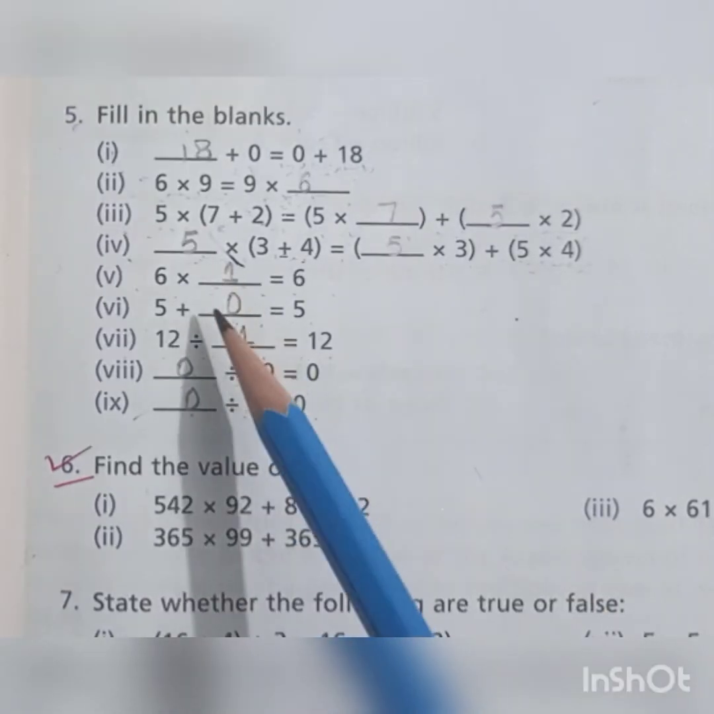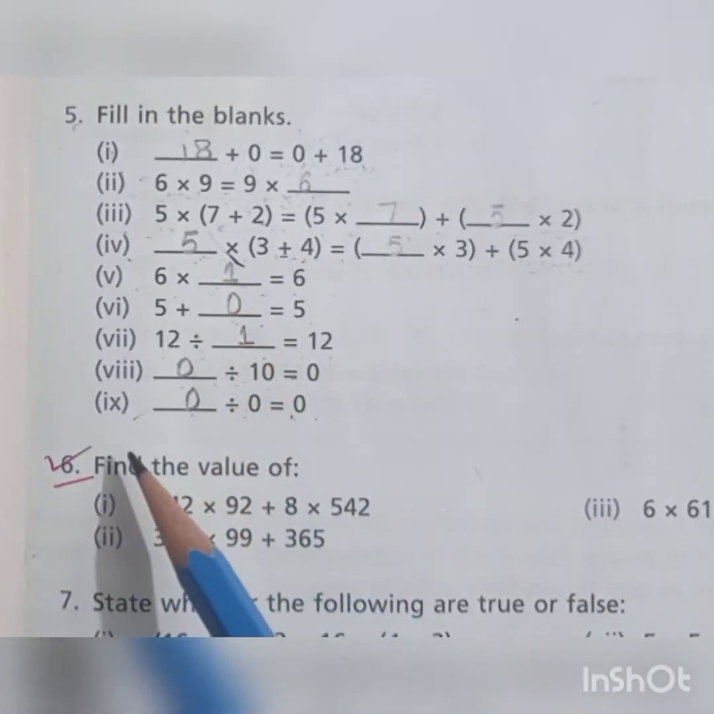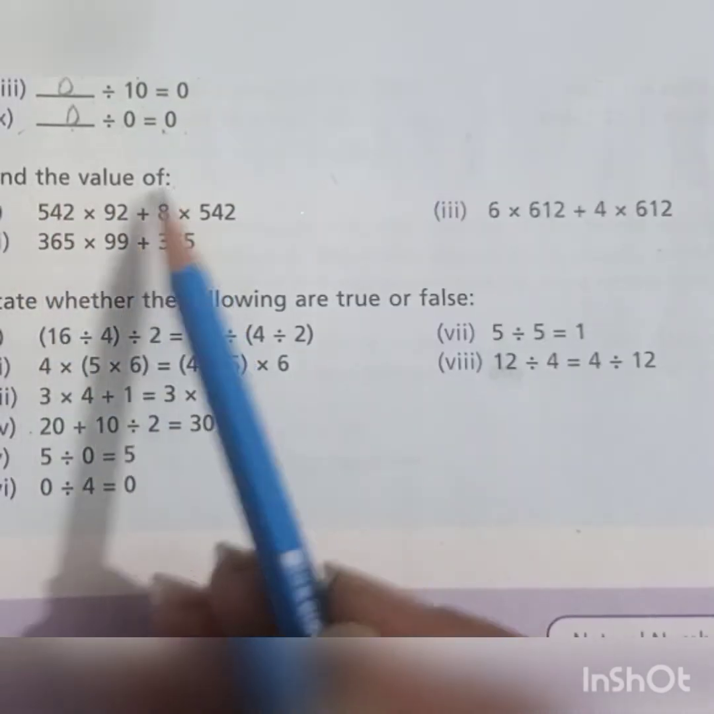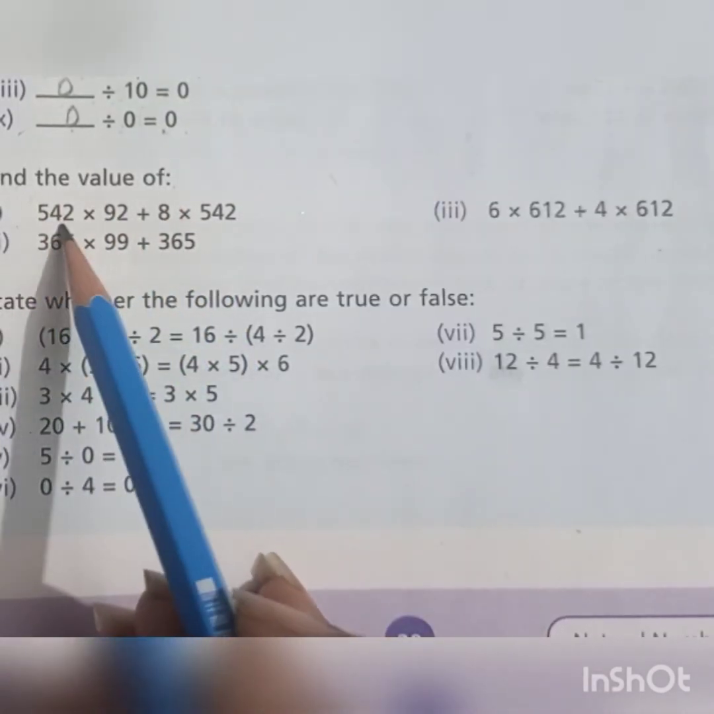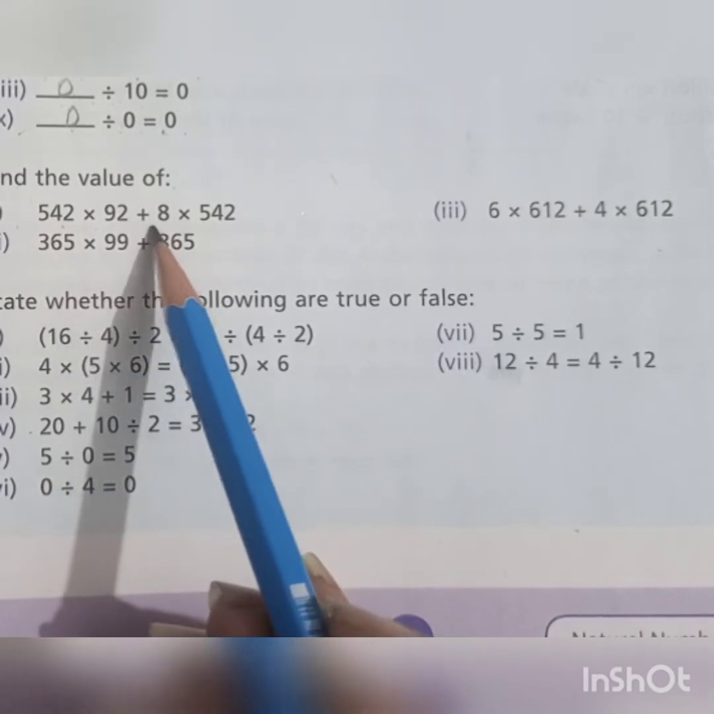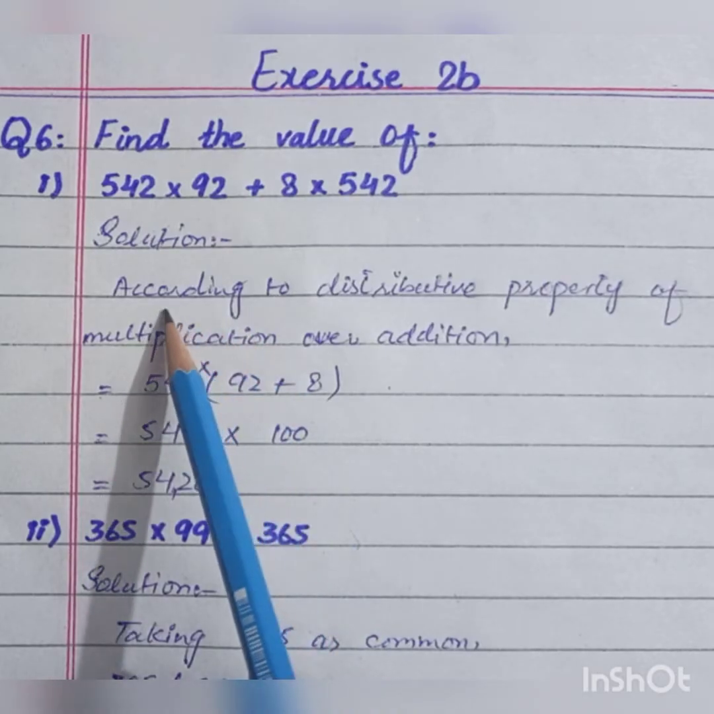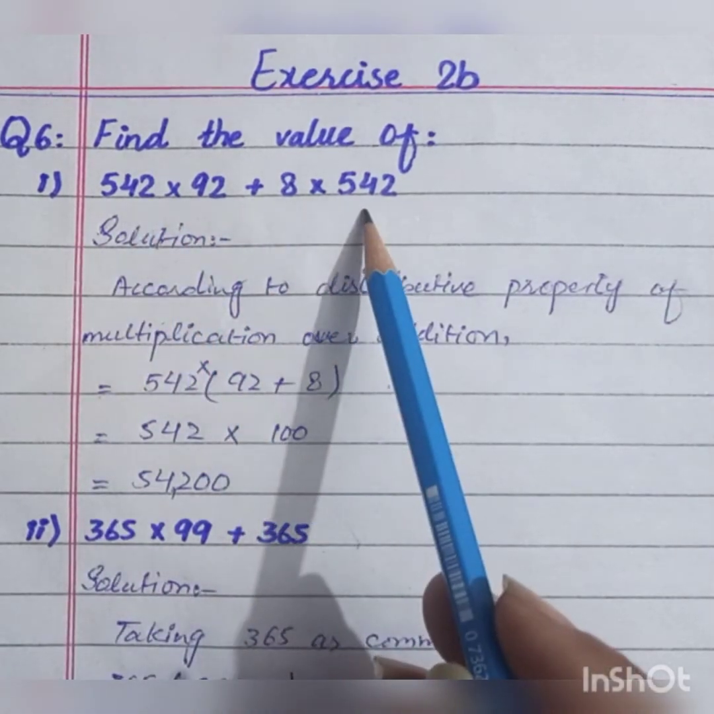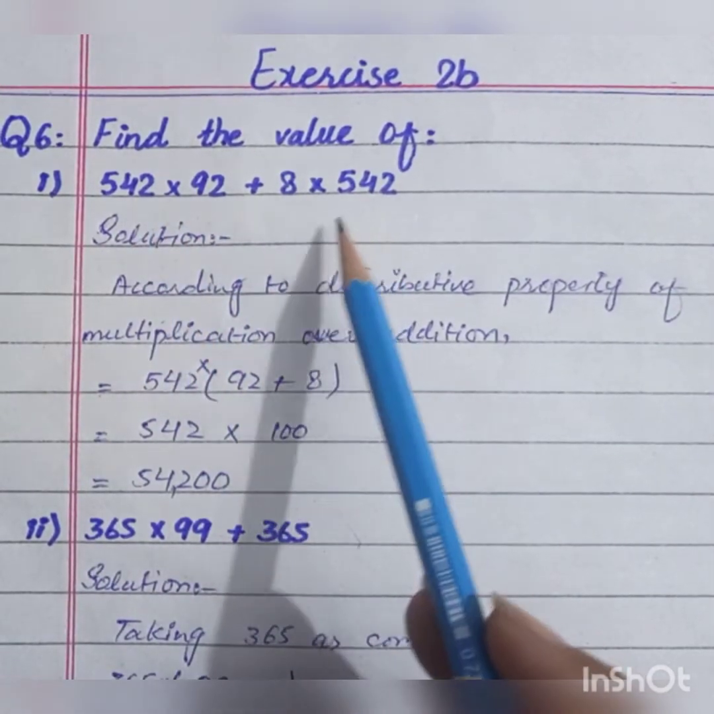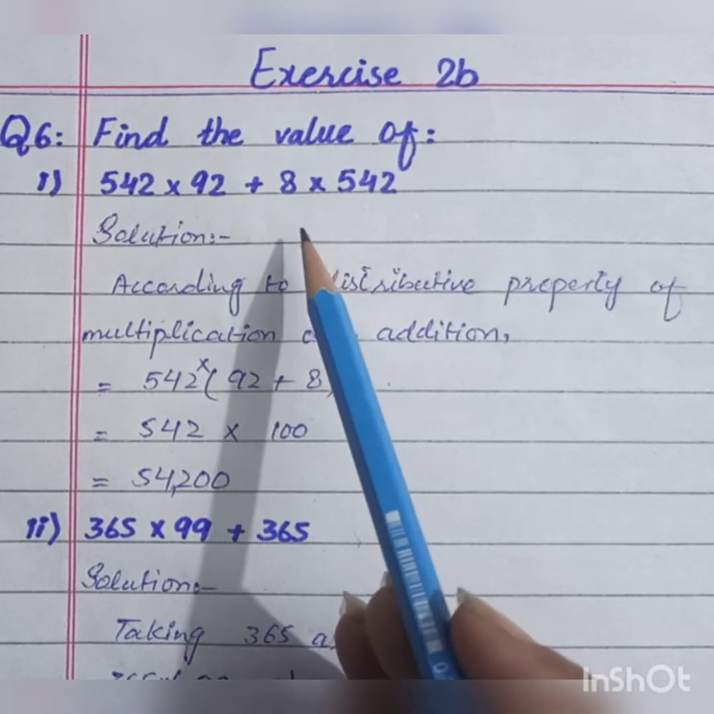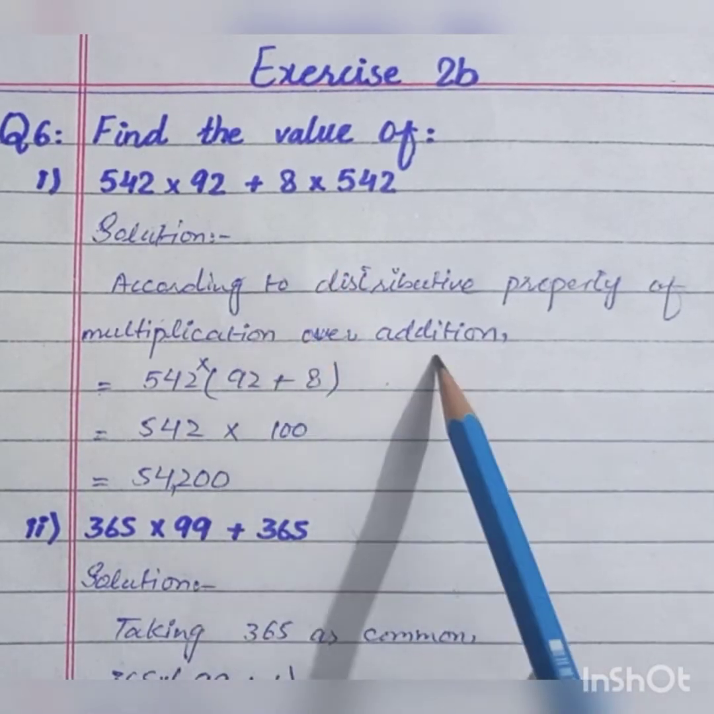As we have completed fill in the blanks, now move towards the question number 6. That is, find the value of. Part number 1 is 542 multiplied by 92 plus 8 multiplied by 542. As we can see here, the solution is, from the question it is understandable that the property exists is distributive property of multiplication over addition.